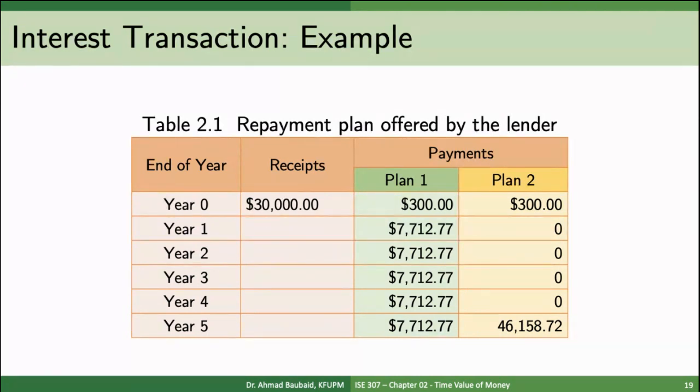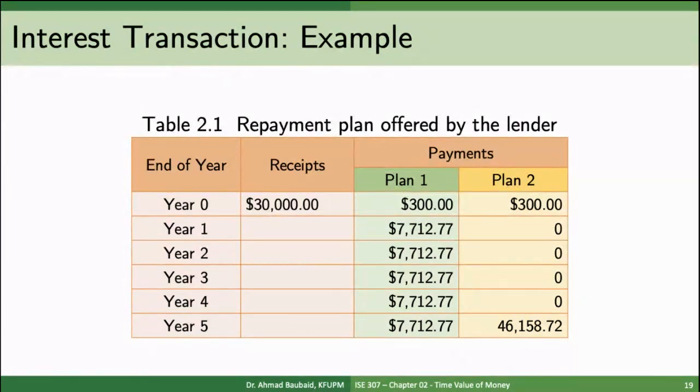And then the bank does some computations, which you don't have to worry about at the moment, and finds the following amounts. In plan 1, which is like paying in equal payments over the next 5 years, you're going to have to pay this amount every year for the next 5 years. In plan 2, you just pay this amount at the end of the 5th year. Those are the two options.